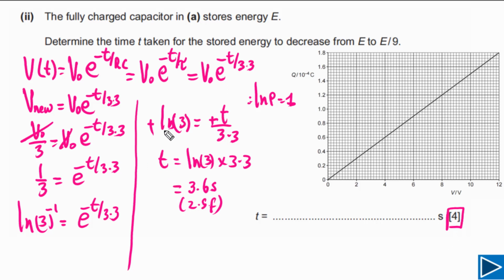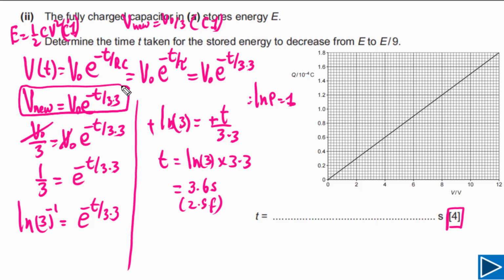The first mark is if you have used the relationship E is equal to 1/2 CV squared, you will get 1 mark. So this is 1 mark, and this is a C mark. And the second mark you will get if you have got the relationship that V nu is equal to V naught by 3. So this is another C mark you will get. And the third C mark you will get if you have used this formula. And the fourth mark you will get if you have got the right answer. So this is how you will get these 4 marks.